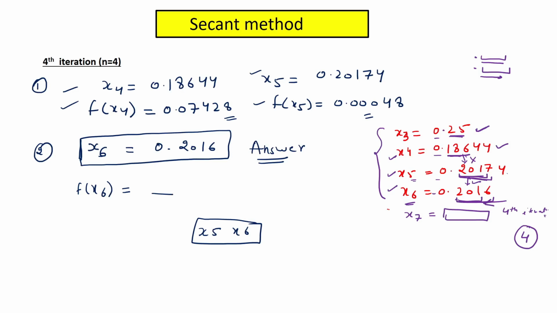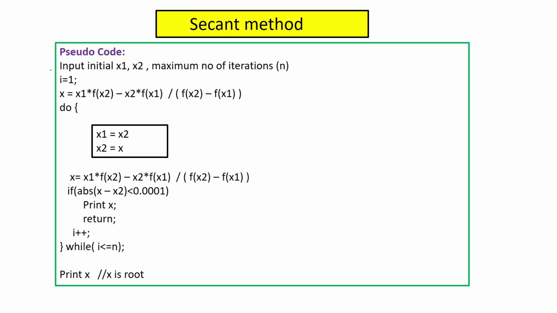So now we are done with the question, and we have seen how we can apply the secant method to find the roots of a given equation. So now it's time to see the pseudo code for the secant method. So here is our pseudo code for the secant method. Here first we have taken the input from the user. We will take the values of x1 and x2 from the user, and the maximum number of iterations is also asked. That is the number of iterations for which you want to run this secant method.